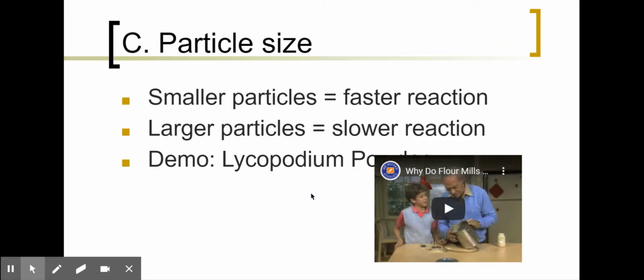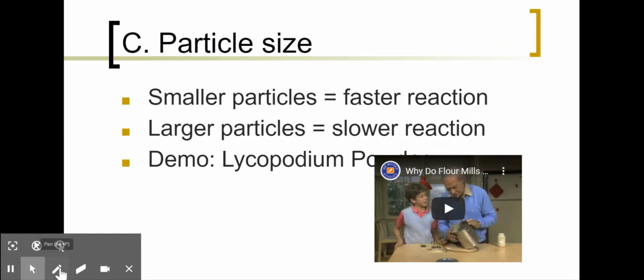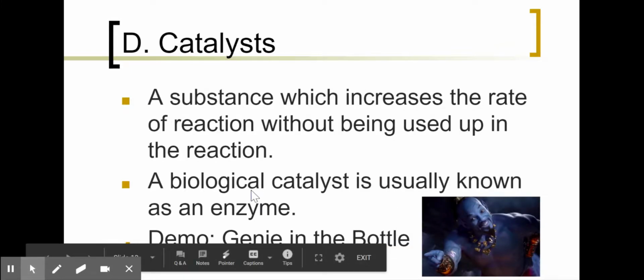If you're trying to light a wood log, this is my log here that we're looking at, if I try to light that, it's really hard to do with a match. But if I add kindling underneath the log and light that, then I can get it to go. The kindling is still wood, but it's in smaller particles. It should make sense to us that smaller particles are easier to react.